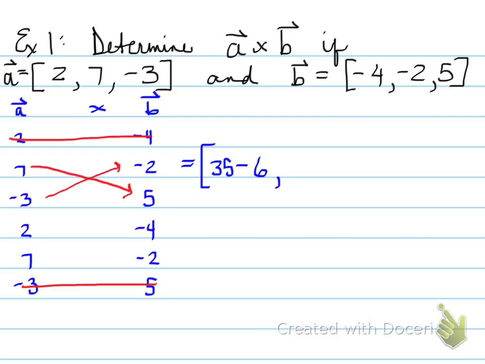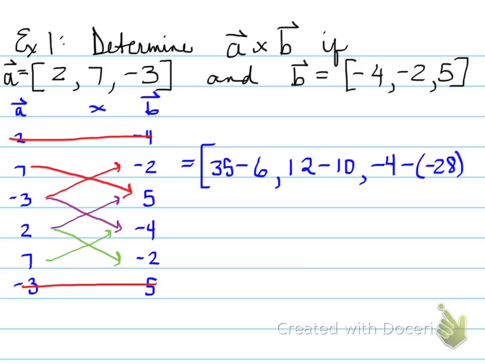Now we need to find the y value. So we multiply negative 3 times negative 4, which is positive 12. And then we subtract the product of 2 times 5, which gives us 10. And we subtract those. And then finally the last one. Again, for z, we multiply 2 times negative 2, which is negative 4, and we subtract 7 times negative 4, which turns out to be negative 28.